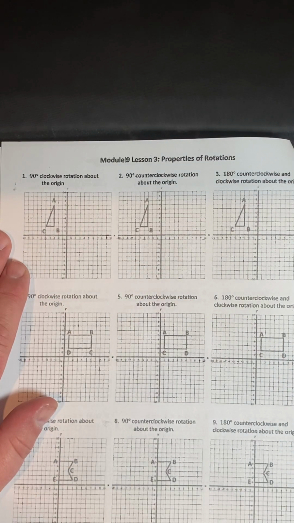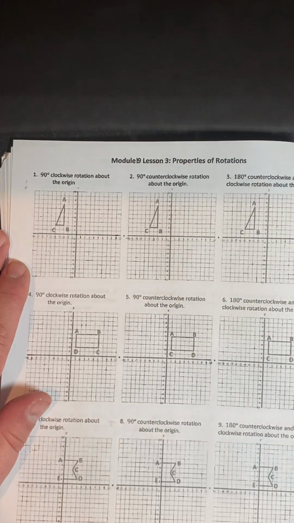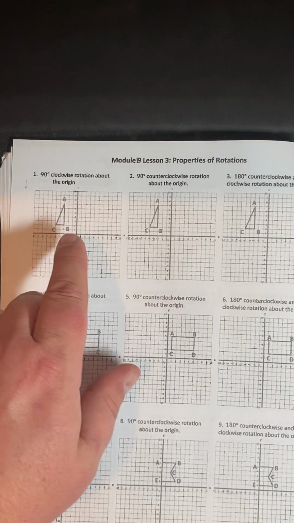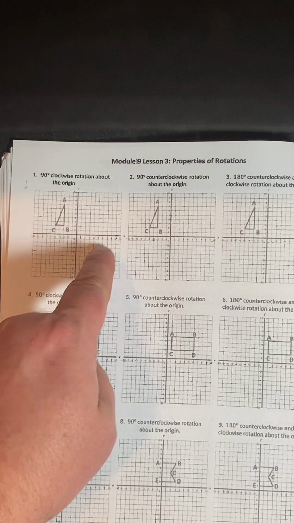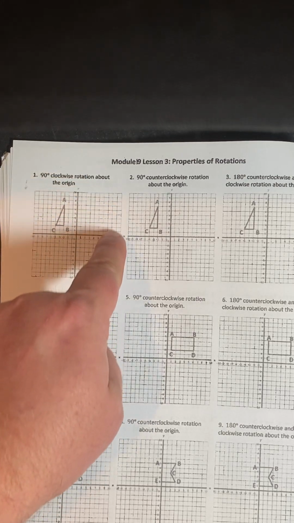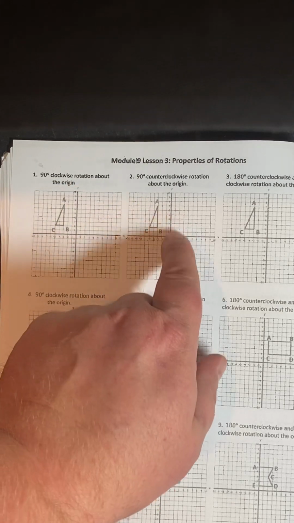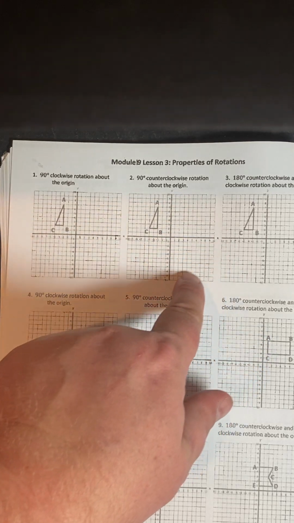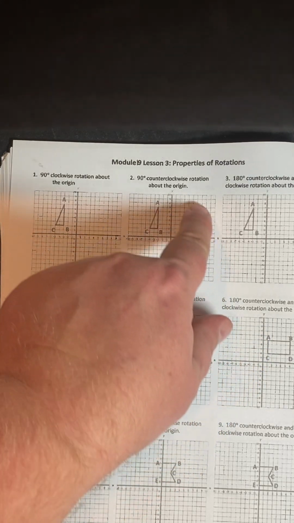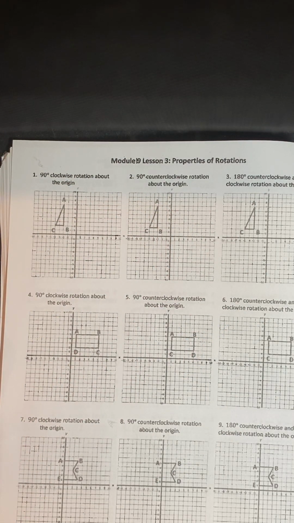The first one says a 90-degree clockwise rotation about the origin. Well, the origin is right here. We're just rotating around there. Think of it like this: clockwise, if you look at the clock on the wall, that second hand is going this way. That is clockwise. So when it says clockwise, that's the direction you need to go with it. On the next one, it says counterclockwise. What that means is because the second hand is going this way, counter is the opposite, so it's going to go this way. You've got to know the difference between clockwise and counterclockwise.